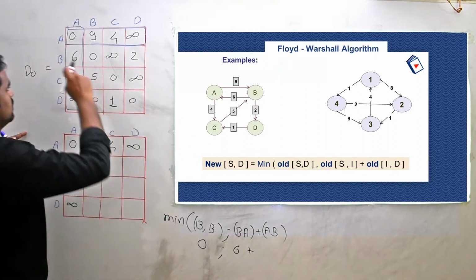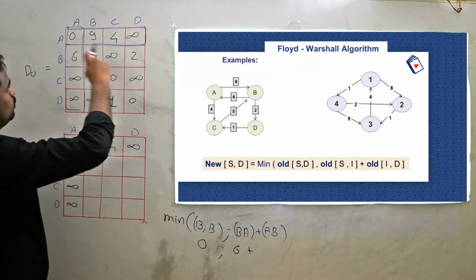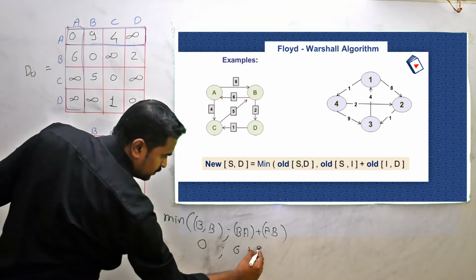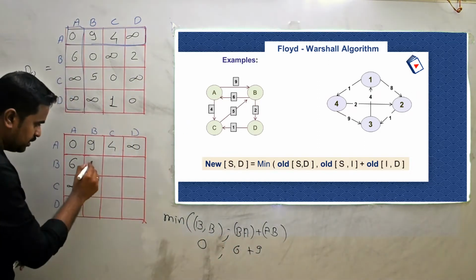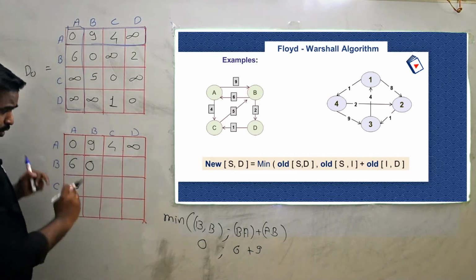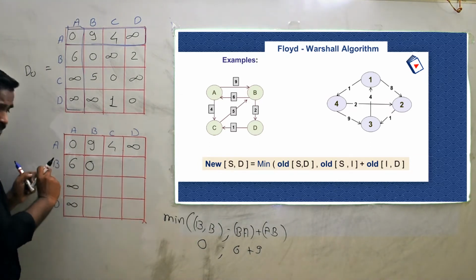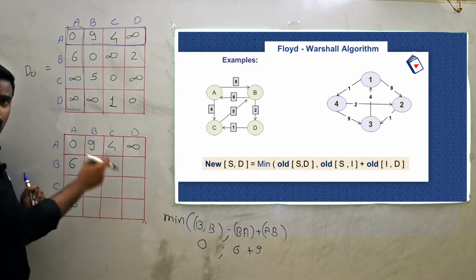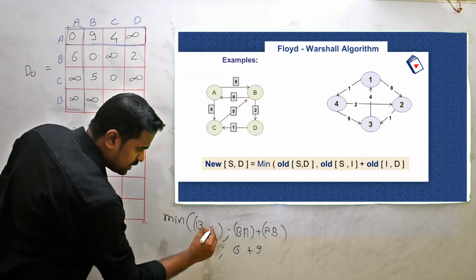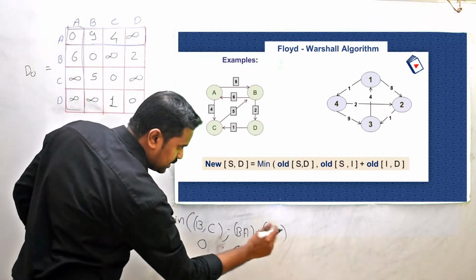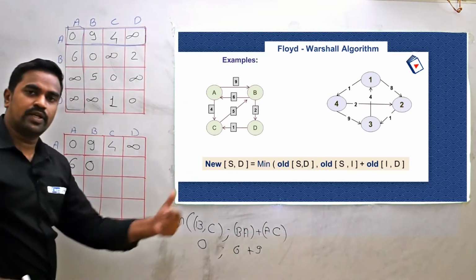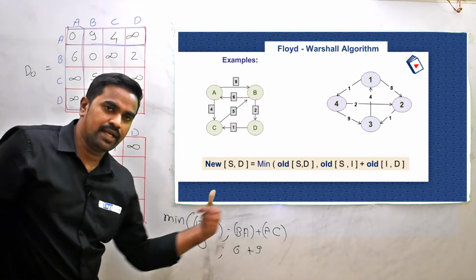6 plus, and A to B is 9. Okay, so the minimum among 0 and 15 is nothing but 0. Now I am trying to find the minimum distance from B to C. My source is B, destination is C, and the intermediate node remains as it is, that is B2A and A2C.